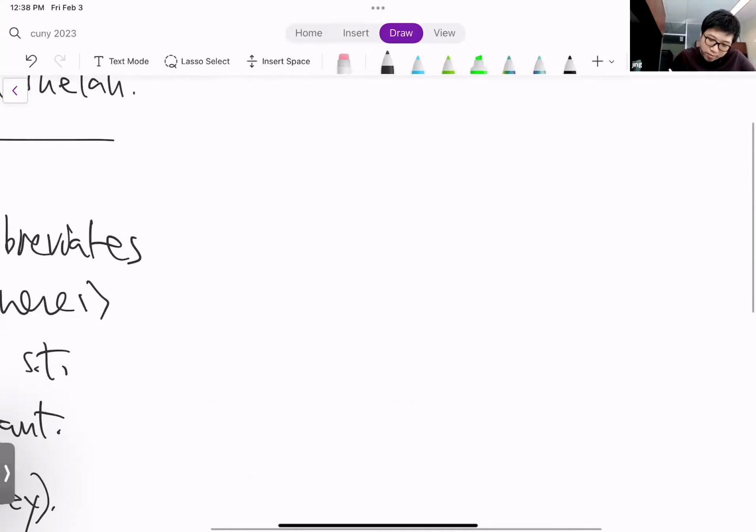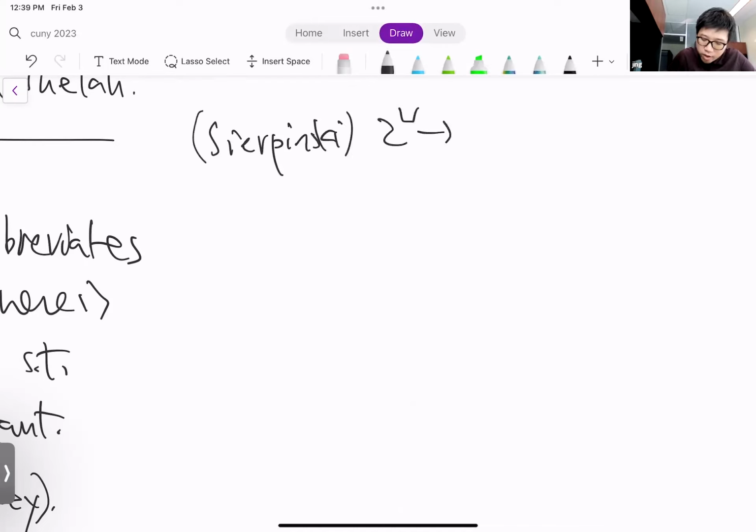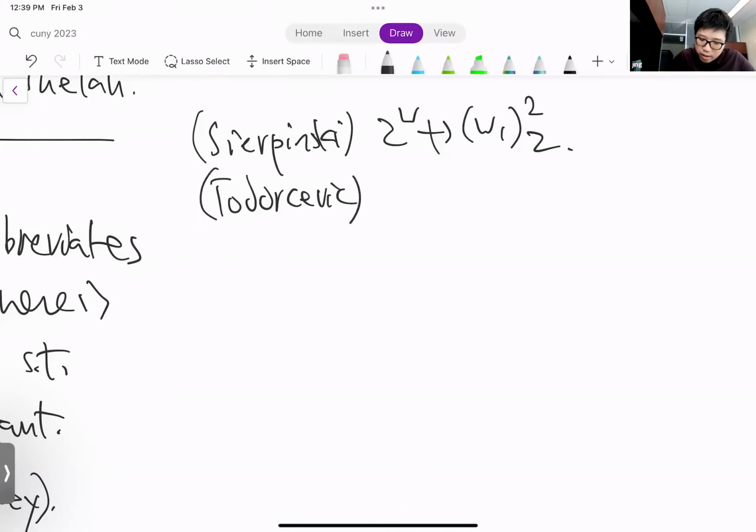it's mostly false. So Sierpinski showed that you can't really generalize Ramsey's theorem to the continuum, for example, right? So this is just one of the many negative results that follow. A more dramatic failure is due to Todorcevic, where you have the ultimate failure.